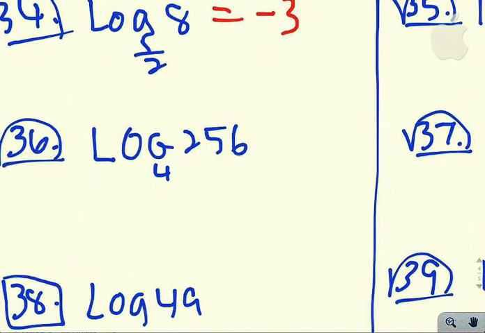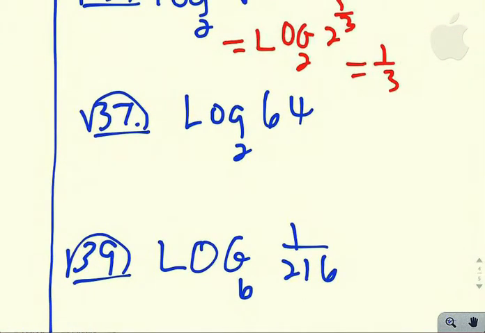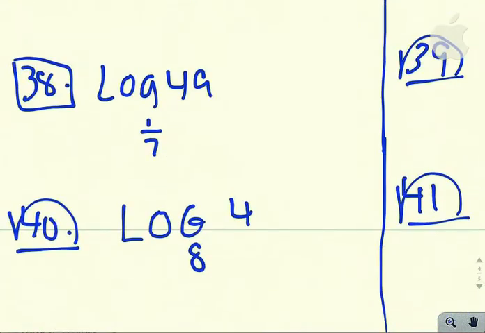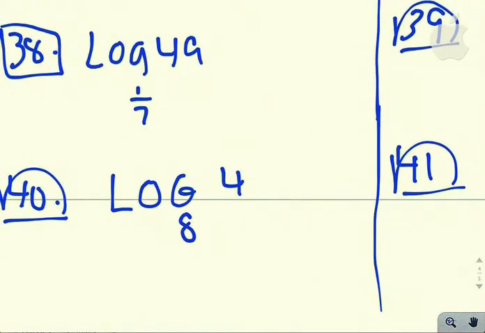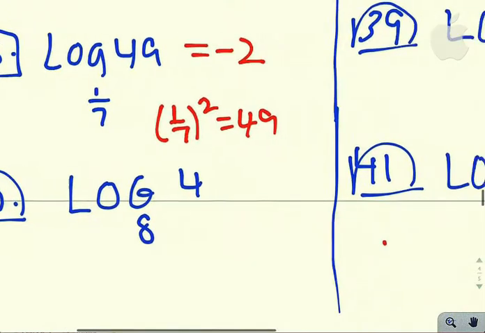36. 4 to what exponent is 256? That would be 4. Number 37. 2 to what exponent is 64? That would be 6. 38. 1/7 to what exponent is 49? Well, 1/7 quantity squared is 1/49. So this must be minus 2, because you have to flip it over for your notes. So the exponent has to be negative to flip it over.